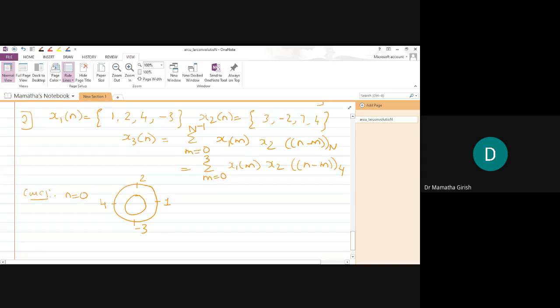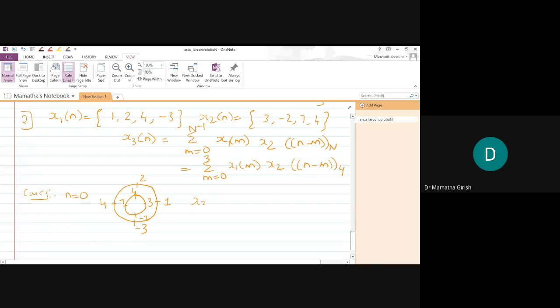So we'll start from what? Start from 3. Instead of going in the anti-clockwise direction, come in the clockwise direction. 3. Then what? Minus 2. Then 7, and then it's what? 4. Is it clear? First sequence in the anti-clockwise direction, second sequence in the clockwise direction.